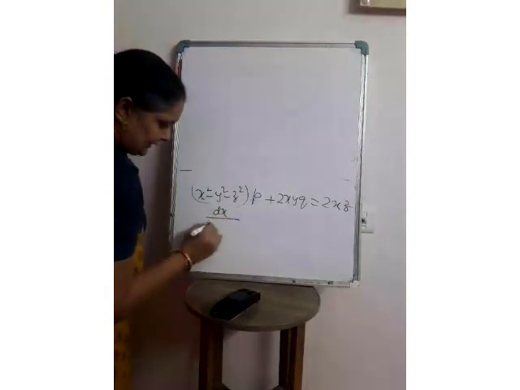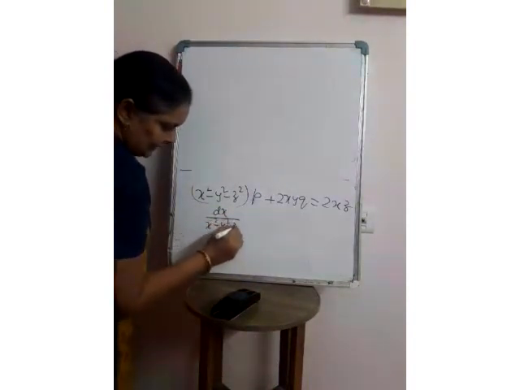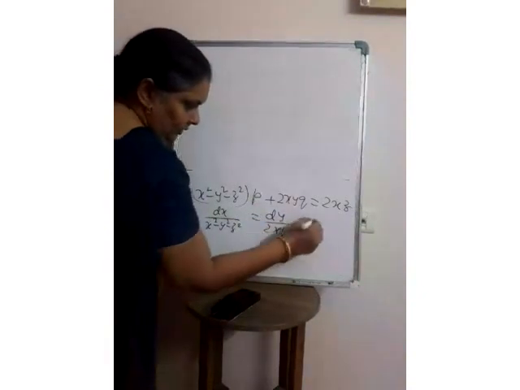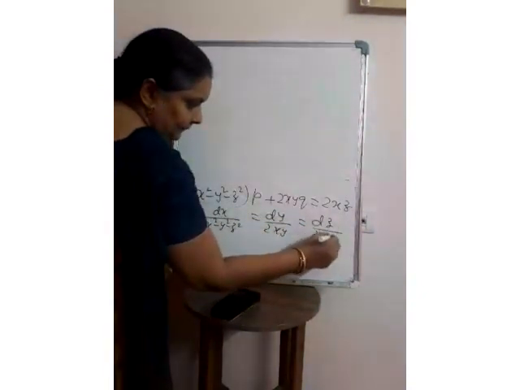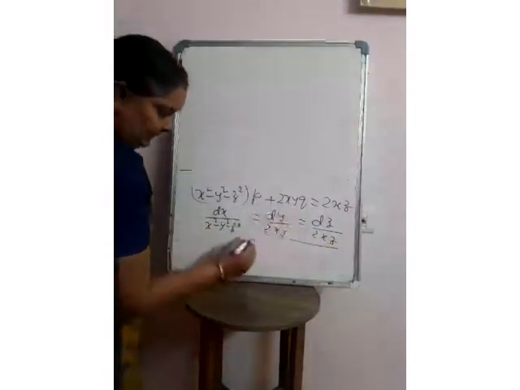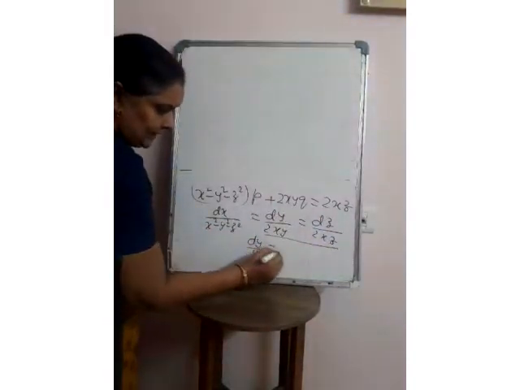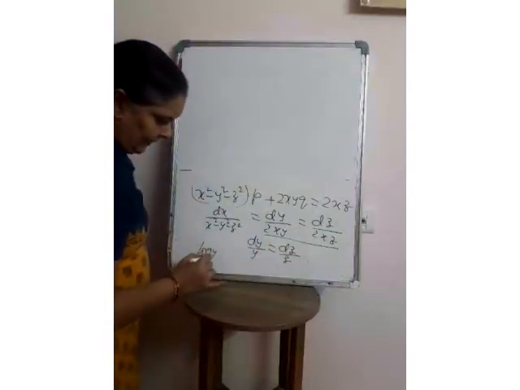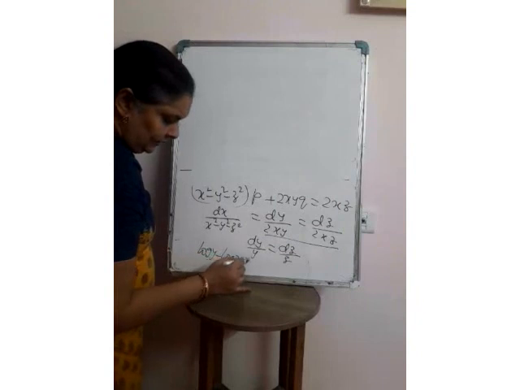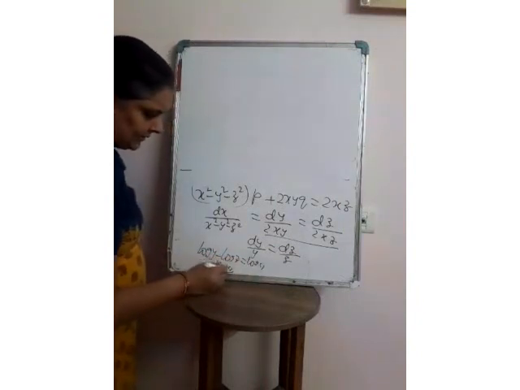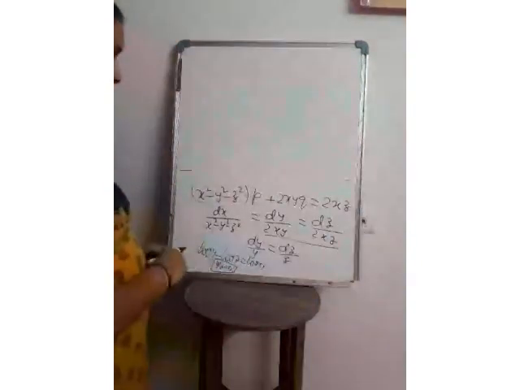dx by x square minus y square minus z square is equal to dy by 2xy is equal to dz by 2xz. You can take the combination of these two, where 2x gets cancelled. We are left over with dy by y is equal to dz by z. So if you integrate, this will become log y minus log z is equal to log c1, or y by z is equal to c1. So this is the first solution you got. Already all of you got this value.